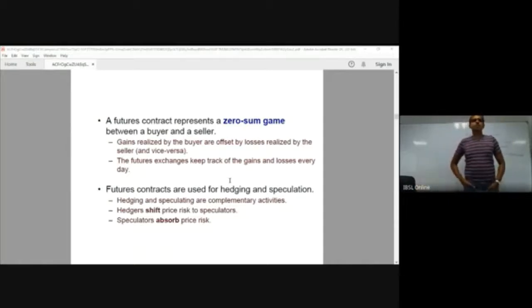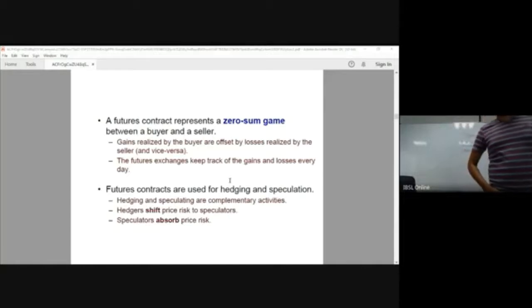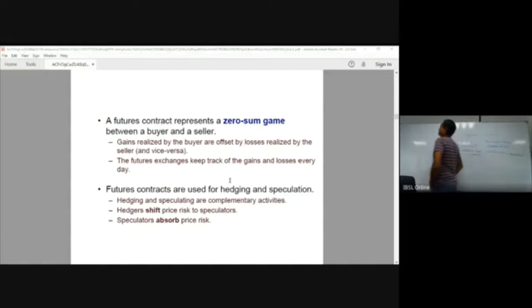A futures contract represents a zero-sum game between a buyer and a seller. Gains realized by the buyer are offset by losses realized by the seller. Right? So, like an options contract, remember last week what we discussed? It's a mirror image. Each of them will have mirror images of others' positions. Right? So if the seller makes a loss, that means the buyer has a gain. If you add the two, zero. The futures exchange keeps track of gains and losses every day. Futures contracts are used for hedging and speculation.